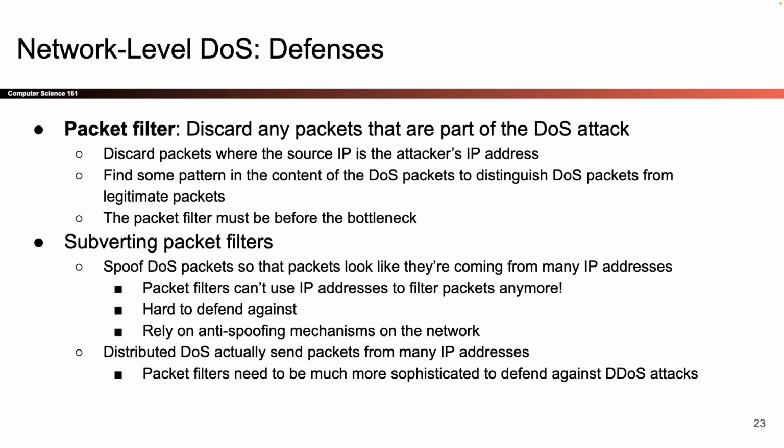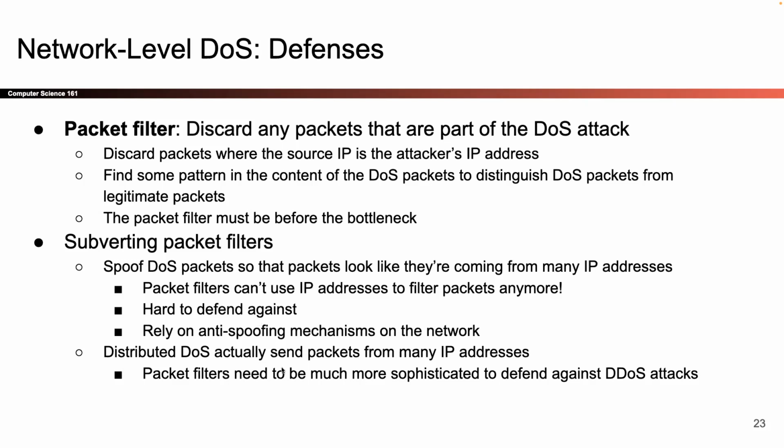Okay, other things you can do to subvert packet filters as the attacker. So how might the attacker try to get around this packet filter? Well, one thing you could do is you could try to spoof packets. So even if I'm not doing any sort of amplification attack, I'm just sending a bunch of packets, I could still spoof them and lie about where they're coming from. And now the packet filter has a harder time telling which packets are good and which packets are bad, because all the bad packets are coming from all these random IPs. So that could be harder to defend against.